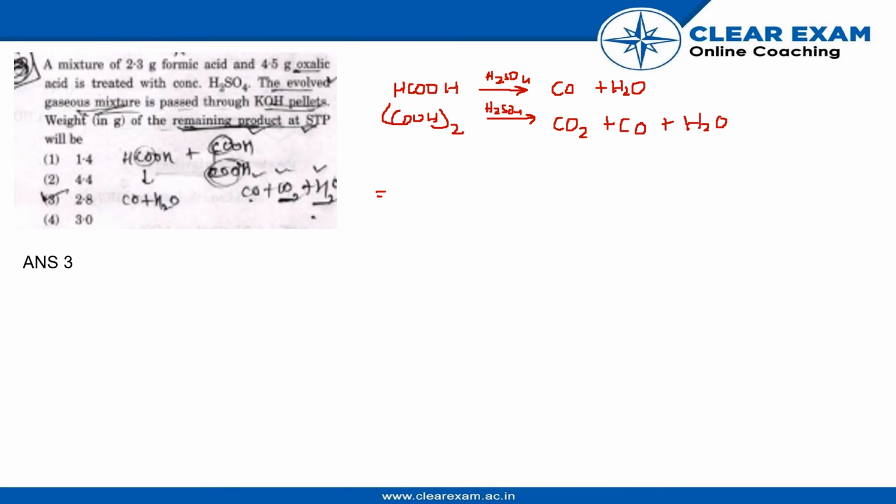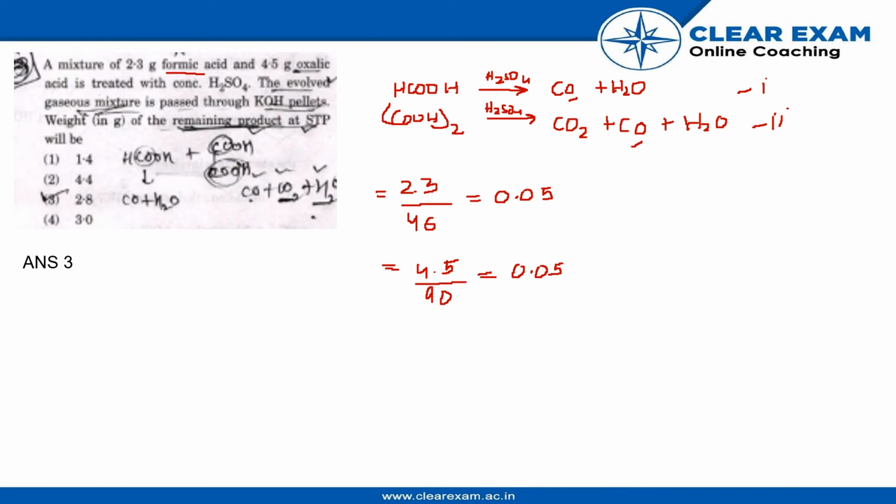So for that we will use the given weight, which is 2.3 grams of formic acid, and the molecular weight of this compound will be 46. So the moles will be 0.05 moles. And for the oxalic acid, the weight given here is 4.5, and the molecular weight for that is 90. So the number of moles will be 0.05, and the CO is formed in both the first and second reactions.